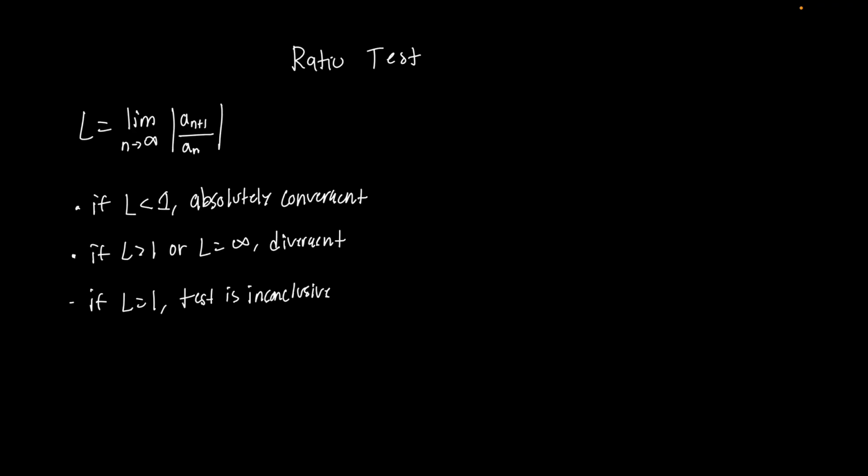Then we have the ratio test, which is the limit as n approaches infinity of the next term over the current term, or a sub n plus 1 over a sub n. Then if L is less than 1, we say the series is absolutely convergent. If it's greater than 1 or equals infinity, we say the series is divergent. And if it's equal to 1, then the test is inconclusive.